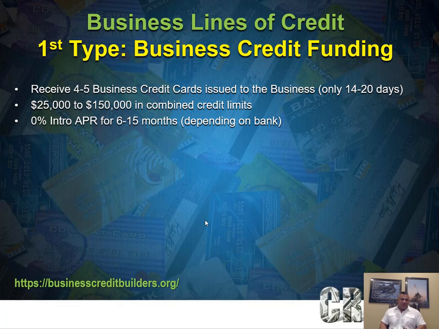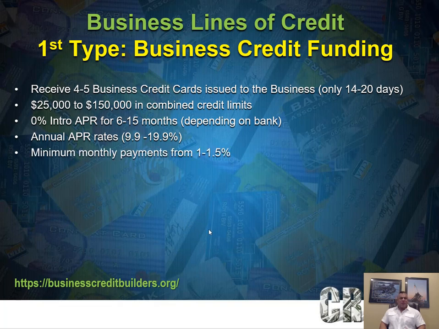So with our funding program, you're going to get 0% intro APR for 6 to 15 months, and this will usually be on maybe 1 or 2 of the cards. You get about 4 to 5 total. We just can't guarantee, no one can guarantee you're going to get 0% on all your cards, okay? Because it's up to the bank if they want to issue that type of offer to your business. Typical annual interest rates for business credit cards are 9.9 to 19.9. What we're seeing is 9.9 to 15% annual interest rate. Like I said, business credit cards are a really easy debt to service, 1 to 1.5% with our cards.